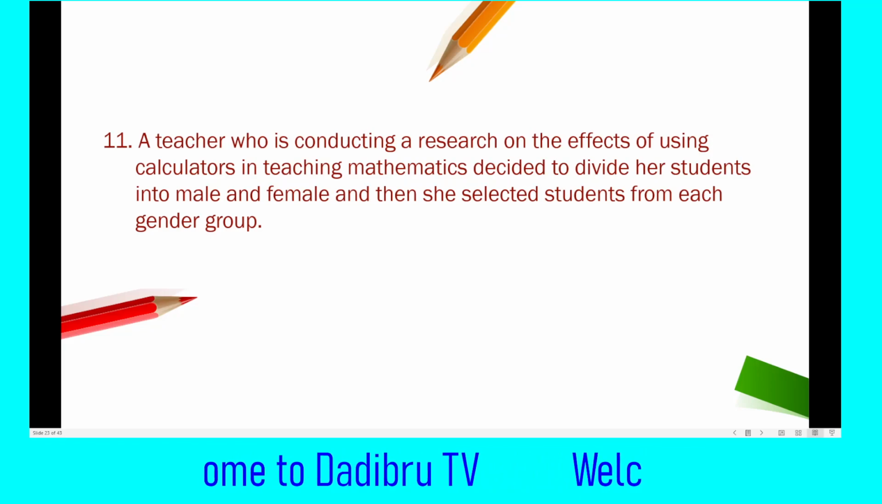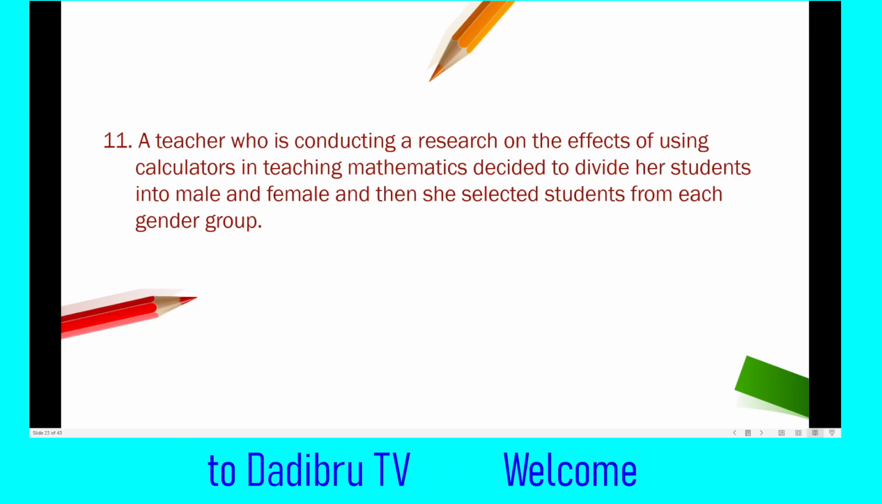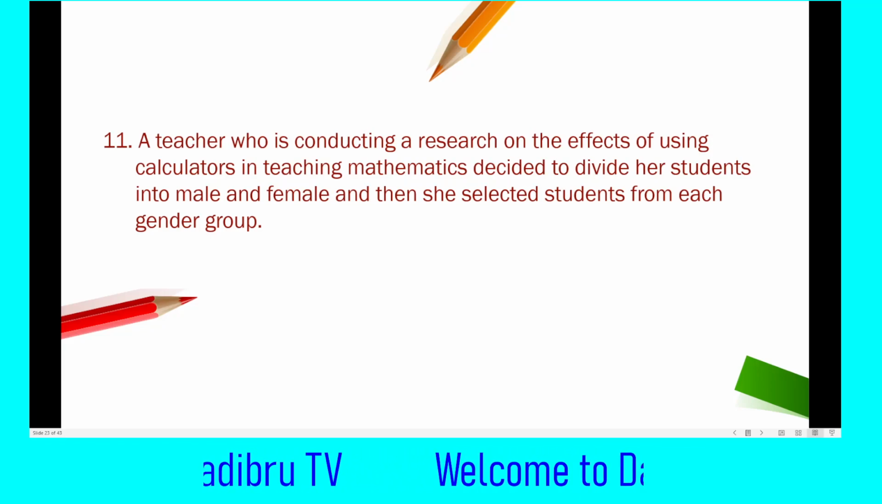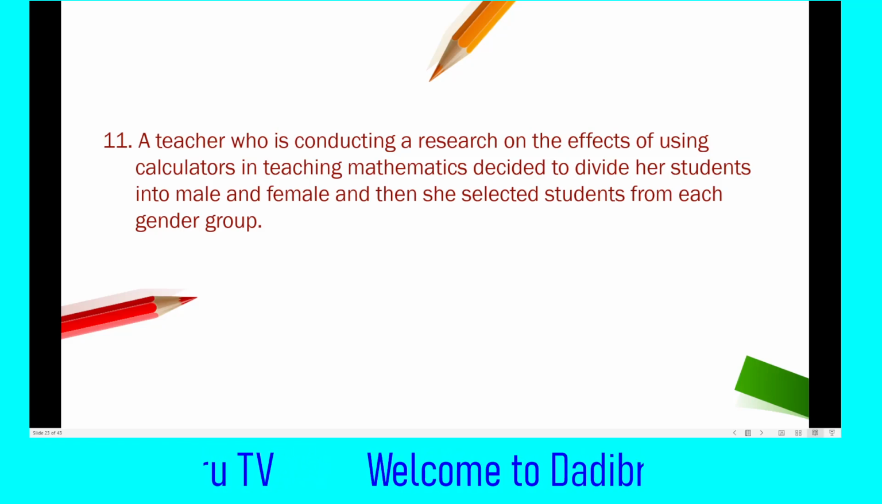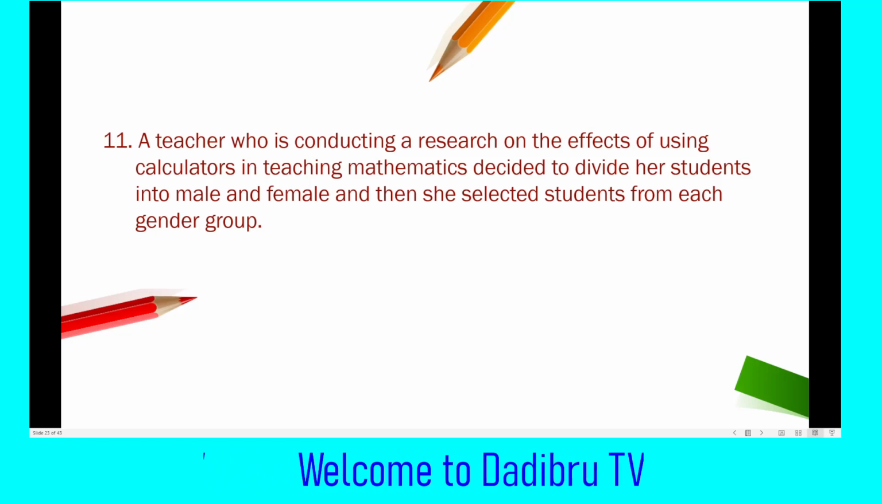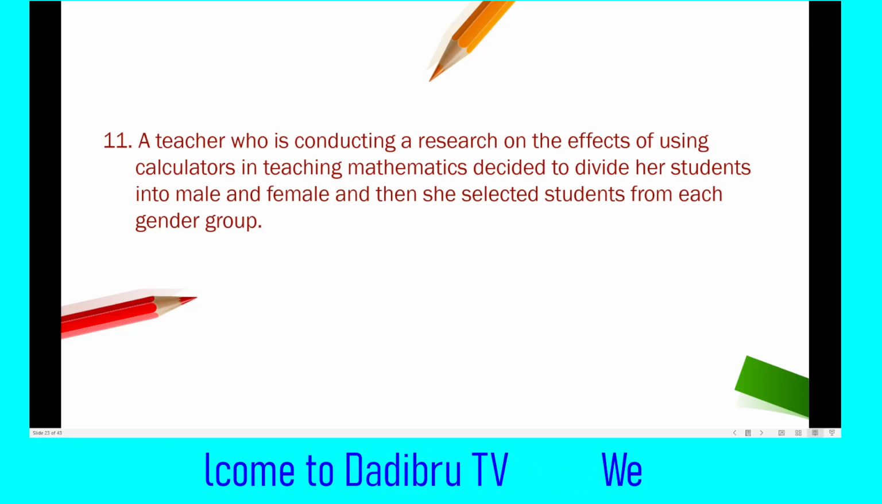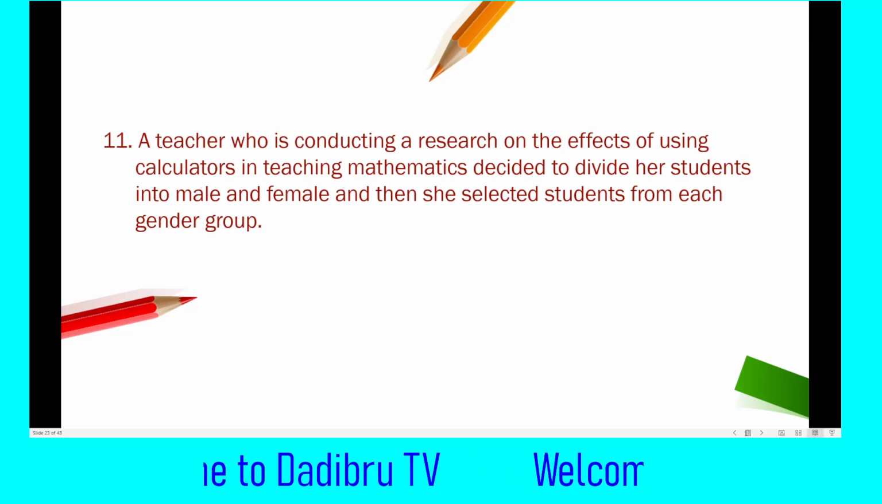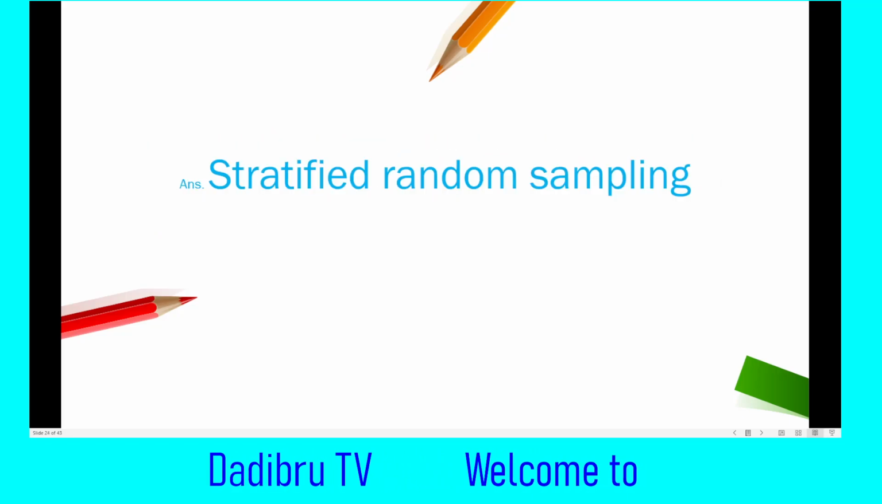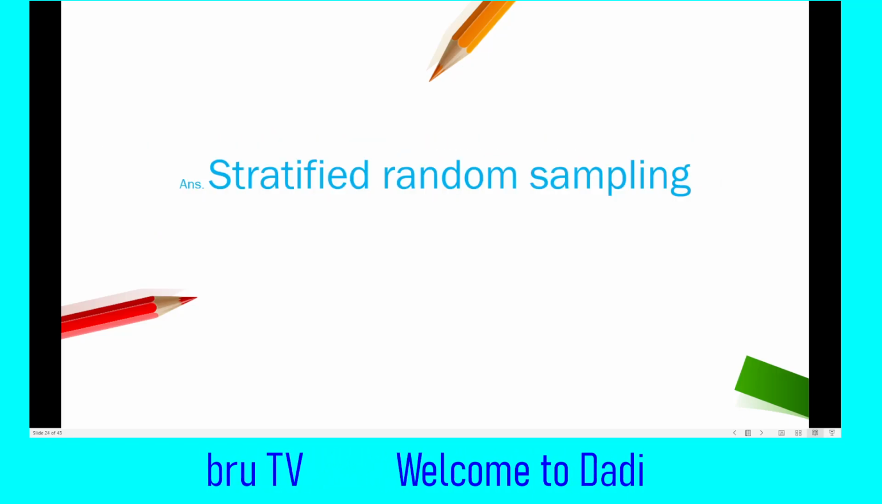Question number 11. A teacher who is conducting a research on the effects of using calculators in teaching mathematics decided to divide her students into male and female, and then she selected students from each gender group. Guess the answer? The answer is stratified random sampling.